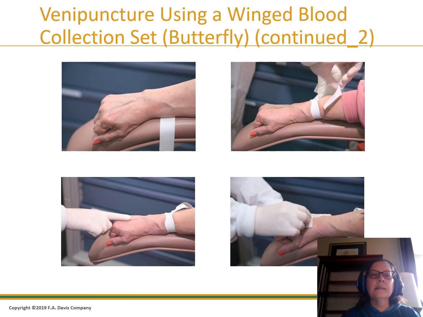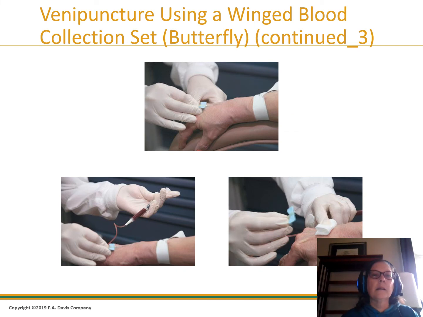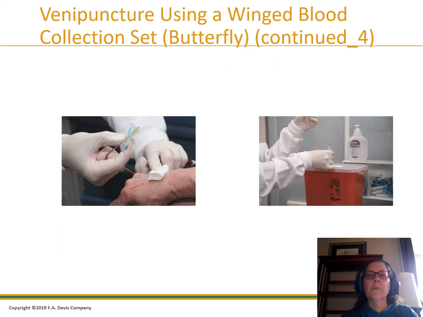So we can see this. She's going to apply the tourniquet, select the vein, clean the site, release the tourniquet. Shows the tourniquet's back on, insert the needle at 10 to 15 degrees, draw the blood into the syringe, release the tourniquet, remove the needle, and have the patient hold pressure. Activate the safety device and dispose of the needle.